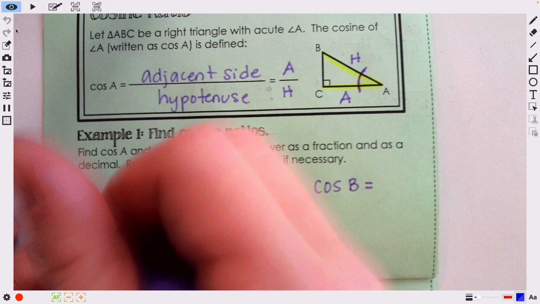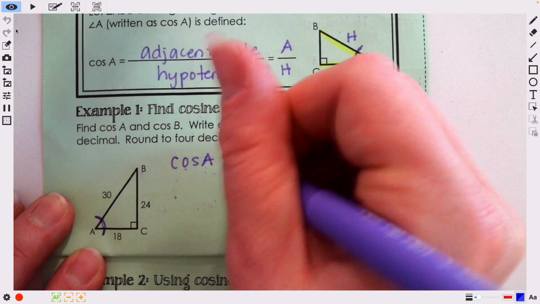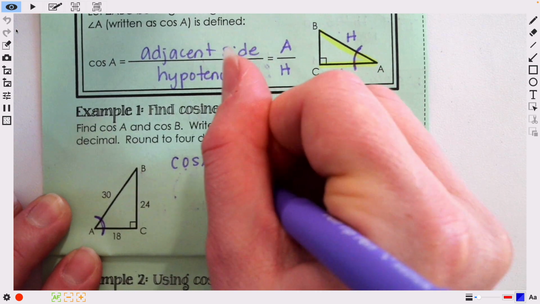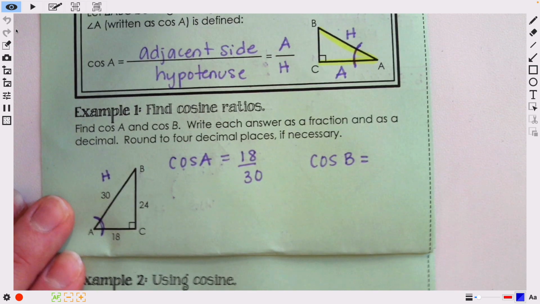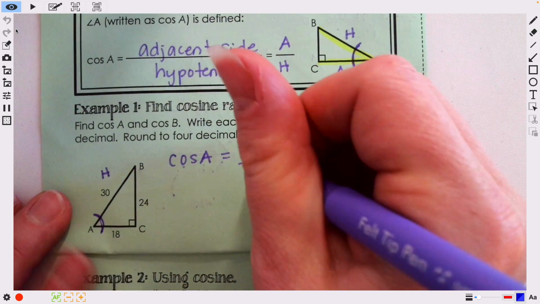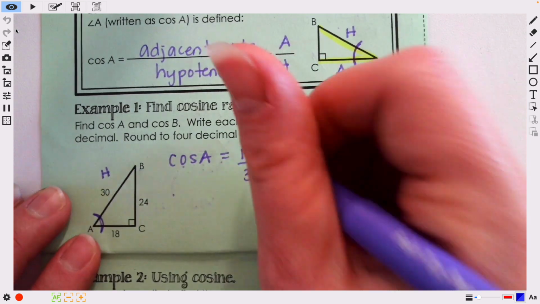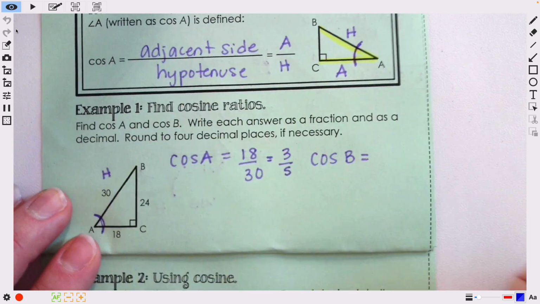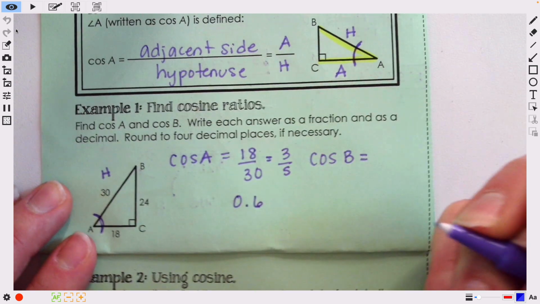Okay, let's start with the cosine of A. Who thinks they feel comfortable giving me the cosine of A ratio? Devin. Perfect. So 30 is for sure the hypotenuse. 18 is the adjacent side to A. That also reduces my honor students to, someone said it, 3 over 5. Nice. And then as a decimal, that one I think is just 0.6, right?